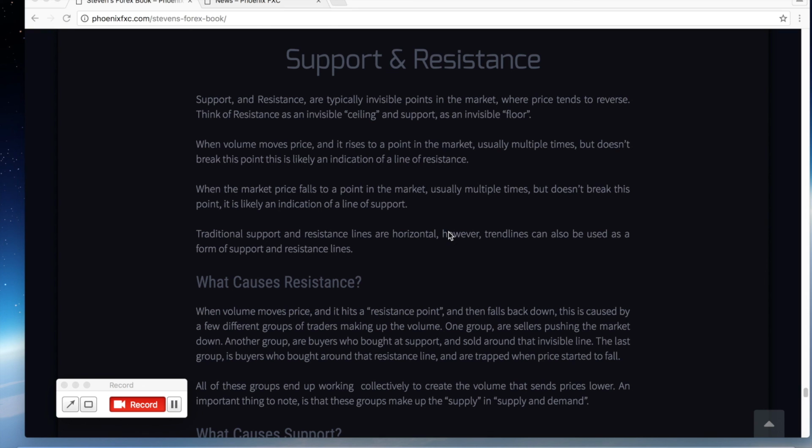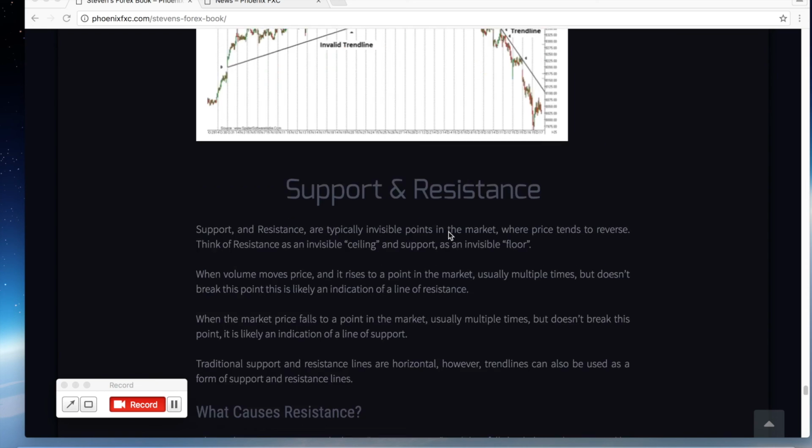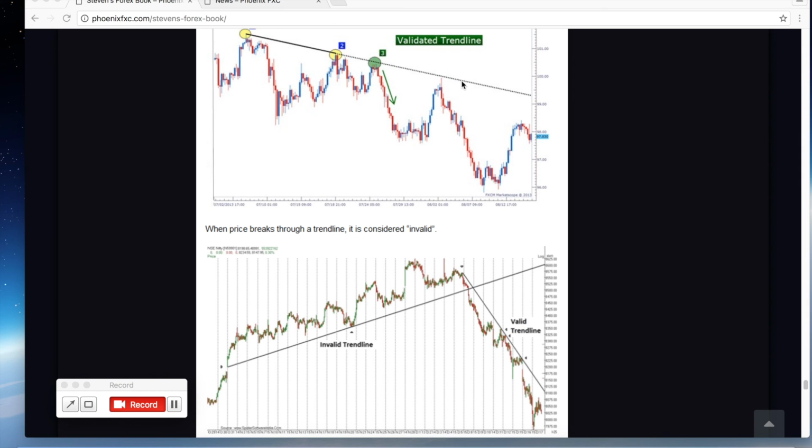When volume moves price and it rises to a point in the market, usually multiple times, but it doesn't break this point, it's likely an indication that it's a line of resistance. When the market price falls to a point in the market, usually multiple times, but doesn't break this point, it's likely an indication of a line of support. Traditional support and resistance lines are horizontal, however, trend lines can be used as a form of support and resistance, like I just showed you previously right here. This would be a trend line, but it's a resistance line. Tap, tap, boom, it falls.